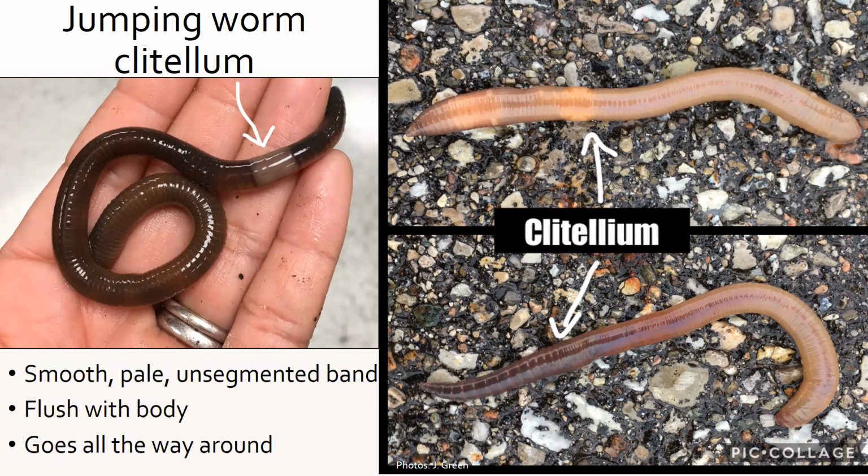Now on an Asian jumping worm, which you can especially see on the left here, the clitellum is more of a milky white. Again, this is really hard to identify unless you have the two next to each other, but it's more of a milky white, and it goes around their entire body. So on an Asian jumping worm, the clitellum goes all the way around the body. The other thing about these guys is they're not slimy.